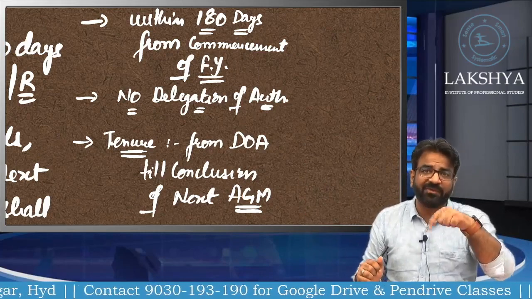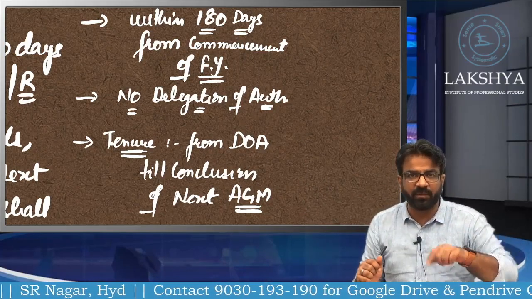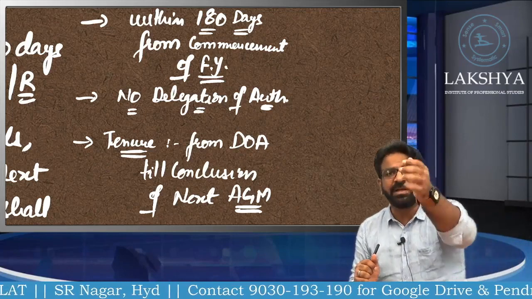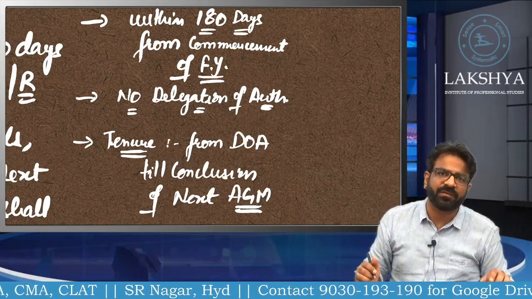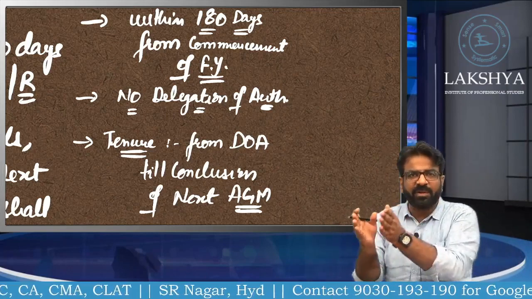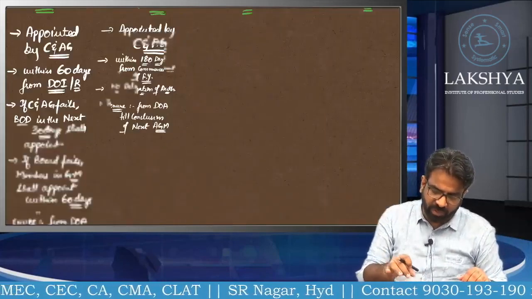In the 2021 or 21-22? The AGM of 2021 will be conducted in 21-22. So, till that AGM, this auditor will hold the office. It means from the date of appointment till the conclusion of the next AGM. I hope everyone is clear. So, what are the topics we are done with?